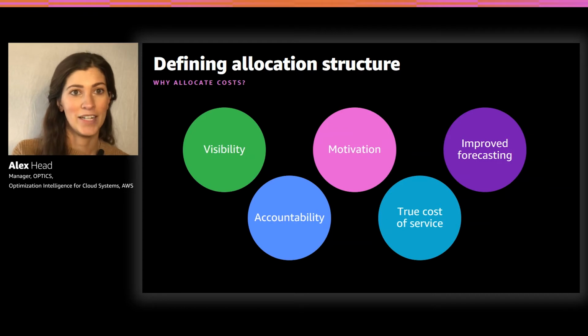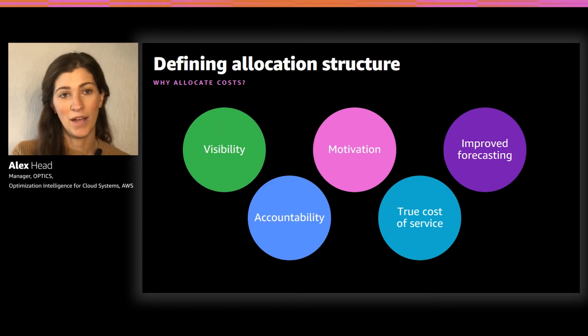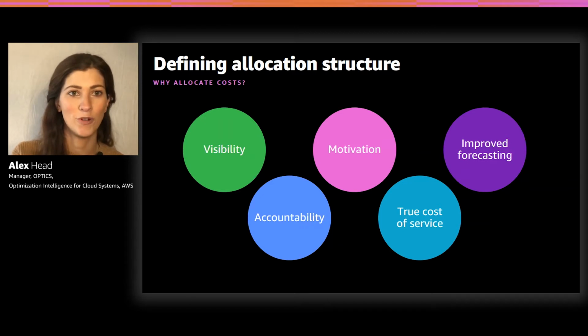True cost of service, this is huge. You want to be able to say, oh, it costs this much for this product to go out. And allocating costs correctly really gives you those insights. And then improved forecasting. How do you know what you're going to spend next quarter? Or if you're about to launch a new product, how do you even guess what that's going to cost on AWS?